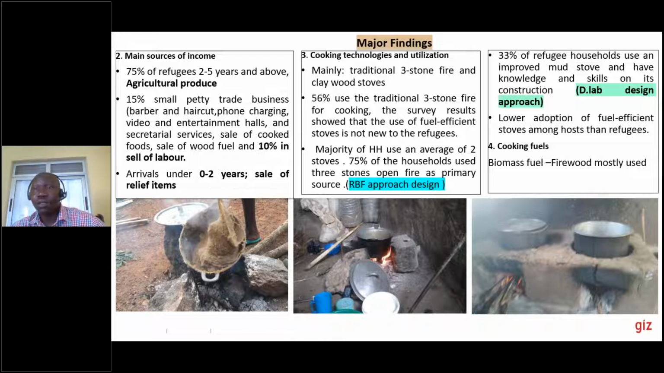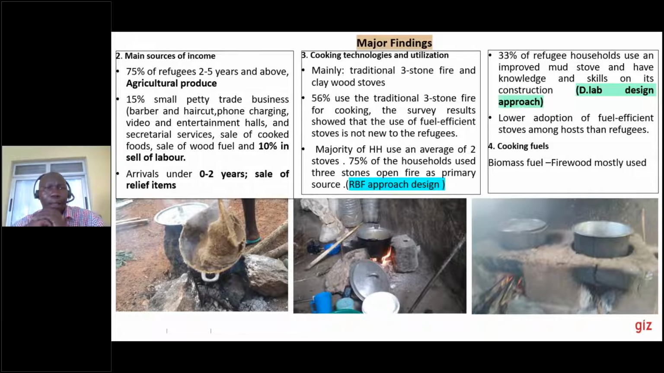So this one helped us to come up with prevention of DLAB, which was implemented by Kolika. Since the participants were able to participate, there was a participatory approach, and they really wanted to go with what they wanted. So the majority of the households had more than two stoves. As you can see here, 70% of the households used 3 stone open fire. So this information fitted very well in our RBF approach, which let me explain in the next slide.